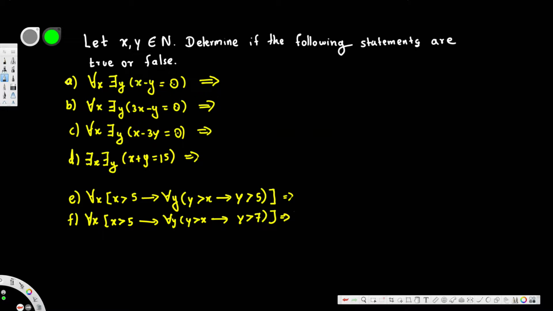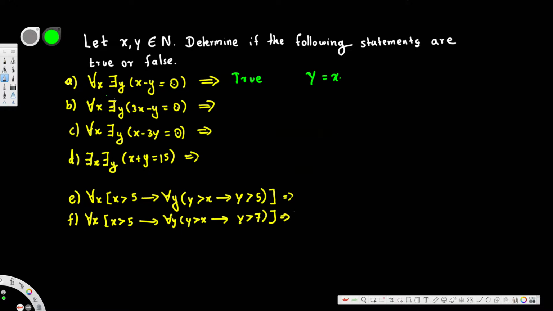Now for all x, for example, let's say x is 1, and there exists a y that will make this 0. If x is 1, y is 1, that's going to be 0, and if x is 2, y is 2, that's going to be 0. So this one is true. An example is y equal to x. If y is equal to x, this is always going to be true.